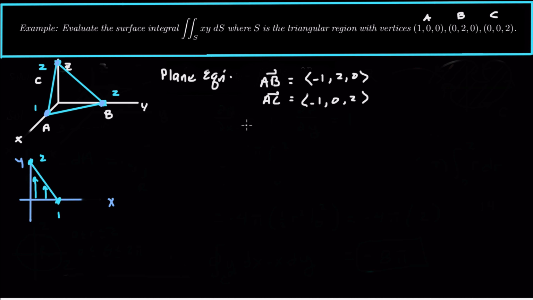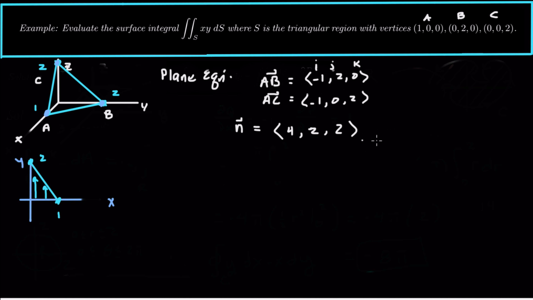Take the cross product to get the normal vector. So the normal vector is going to equal the cross product of these two. So put an i, j, k, and take the cross product. Let's see, cover this up, I get 4. Cover this up, I get -2, but it's j, so it's already negative, so it's going to be +2. And then cover up k, I get 0 minus -2, which is +2.